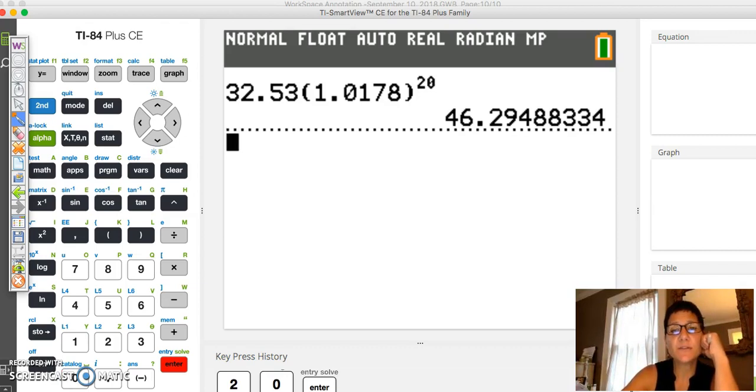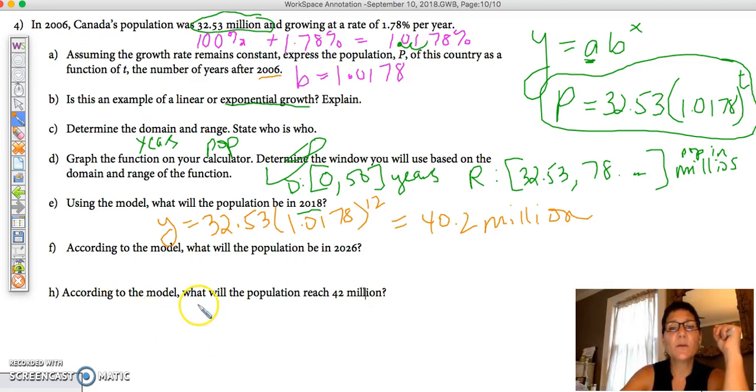Now, the last question on here is the one I find the most intriguing and exciting to take a look at. It's asking you, according to the model, when will the population reach 42 million? I want to know, when are we going to hit 42 million, and in what year? So this should actually say, according to the model, in what year will the population reach 42 million? 42 million is the population, so that means I want to substitute in 42 for Y, okay?